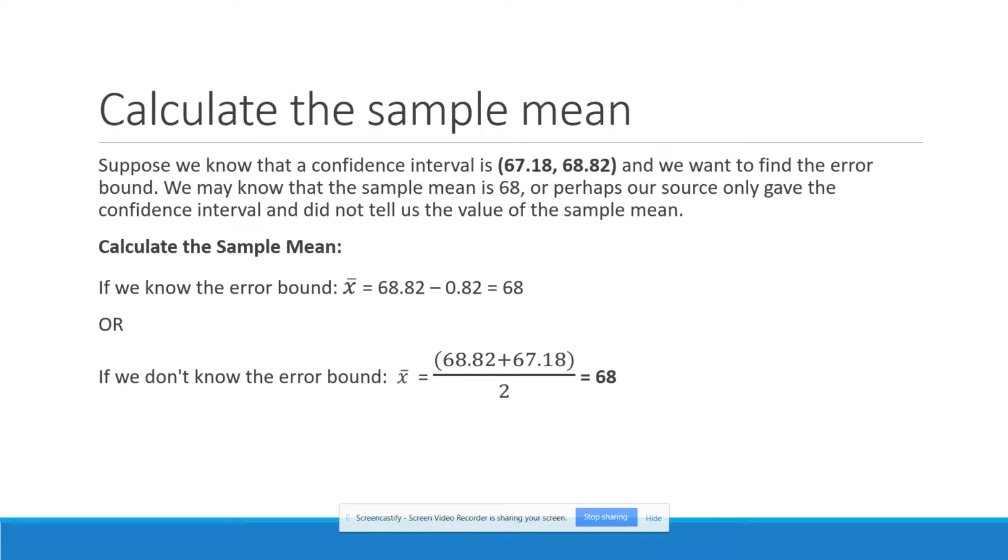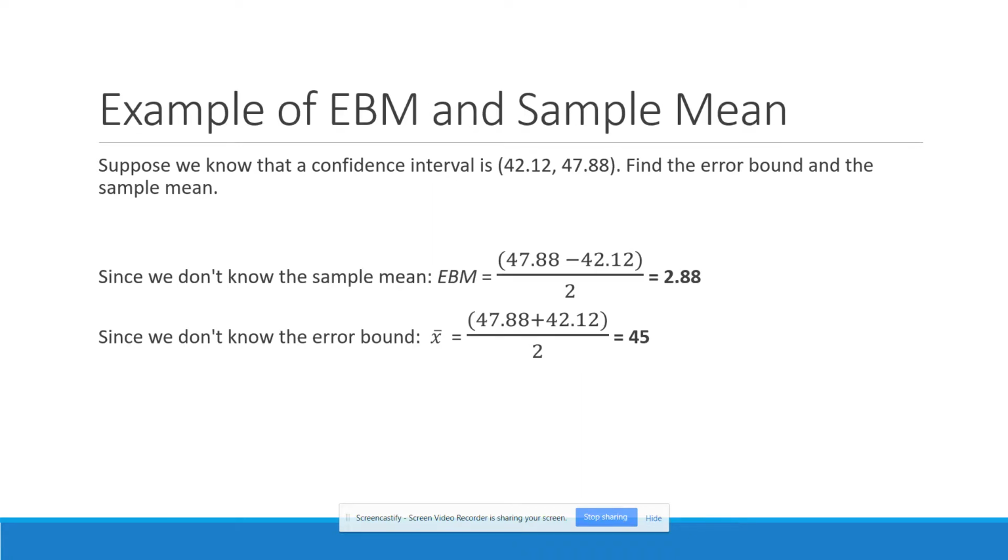So here's a different one. The confidence interval lower bound is 67.18, and the upper bound is 68.82. And I want to find the sample mean. So if I know the error bound, so for this one I knew my error bound was 0.82, I can just subtract the error bound from the upper bound and get 68. But if I don't know it, I add my 2 values together, the upper and the lower bound, and I divide by 2, and it gives me my sample mean. So it's an easy way to work backwards if you're not given the exact sample mean or the error bound.